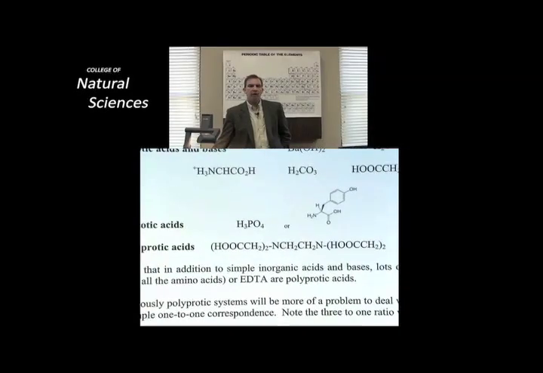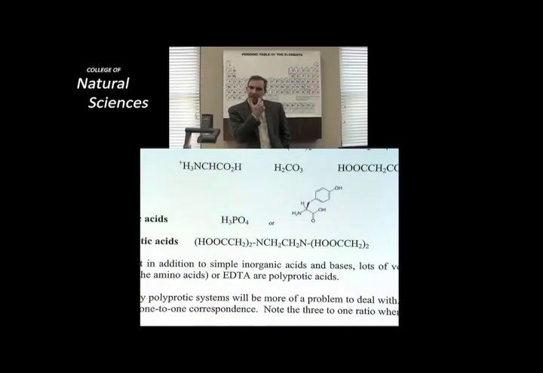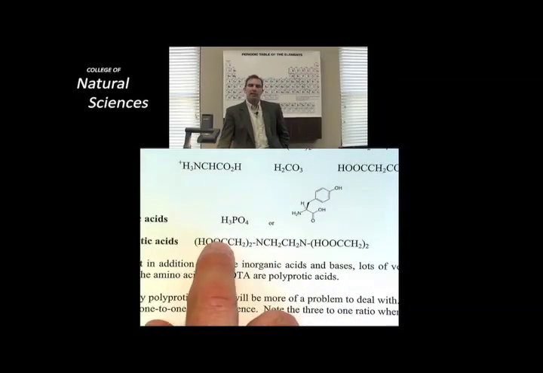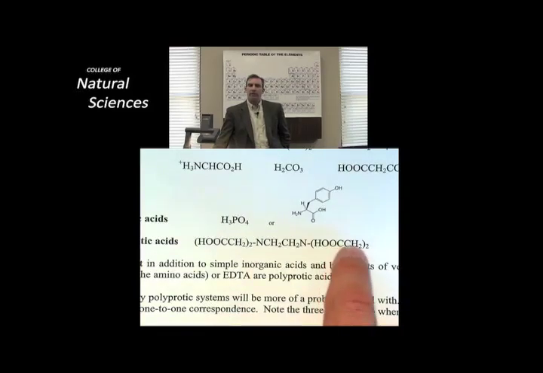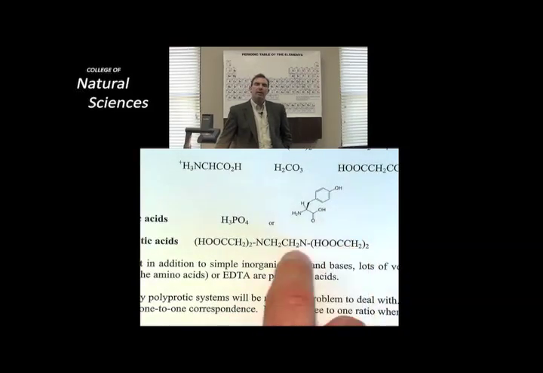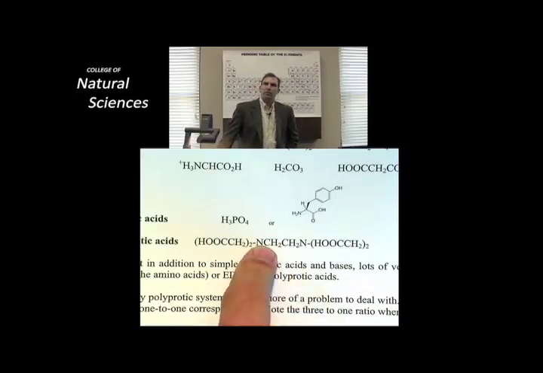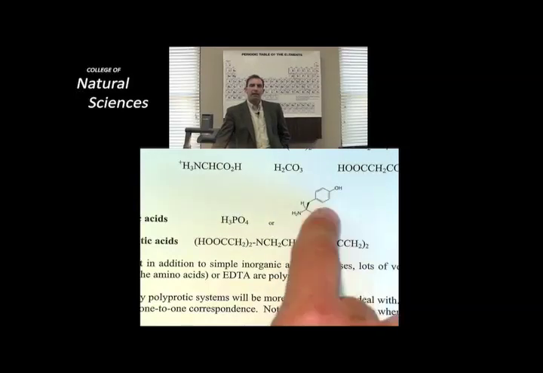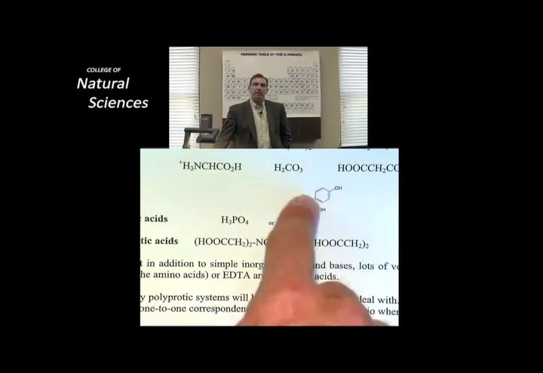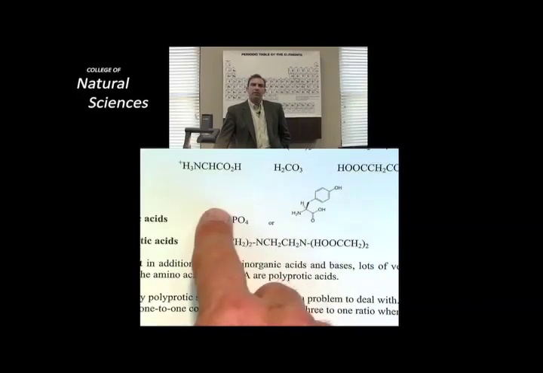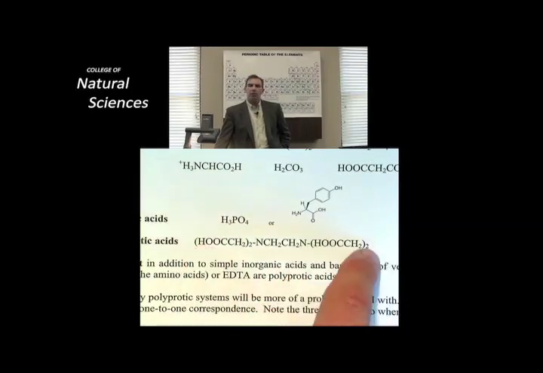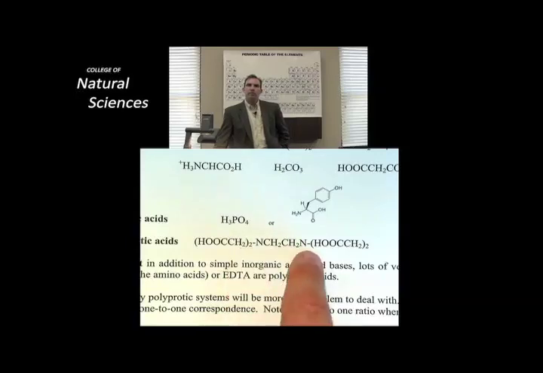Heck, here's one of the most famous of them. This right here is a tetraprotic acid of all things. It's got two carboxylic acids sitting off of it, but it's even worse than that. There is a nitrogen group that can pick up a proton because it's a base. This is actually a compound, ethylenediaminetetraacetic acid, EDTA. This right here has six sites that can be protonated. Two over here, two over there, and two here in the middle.